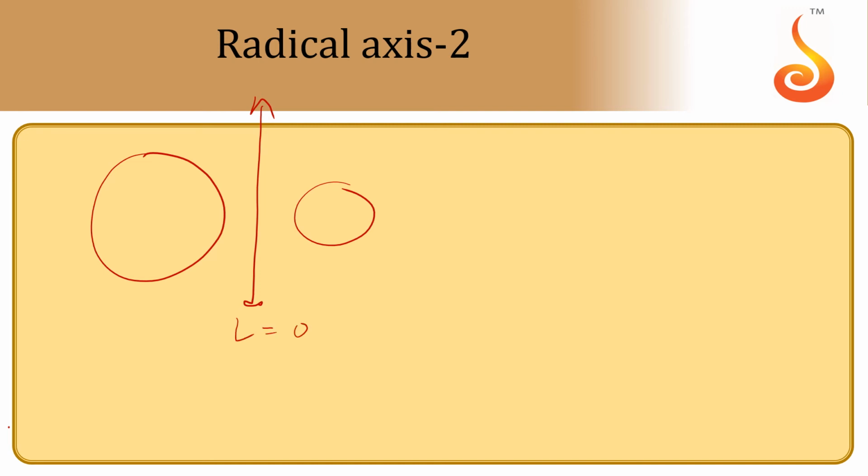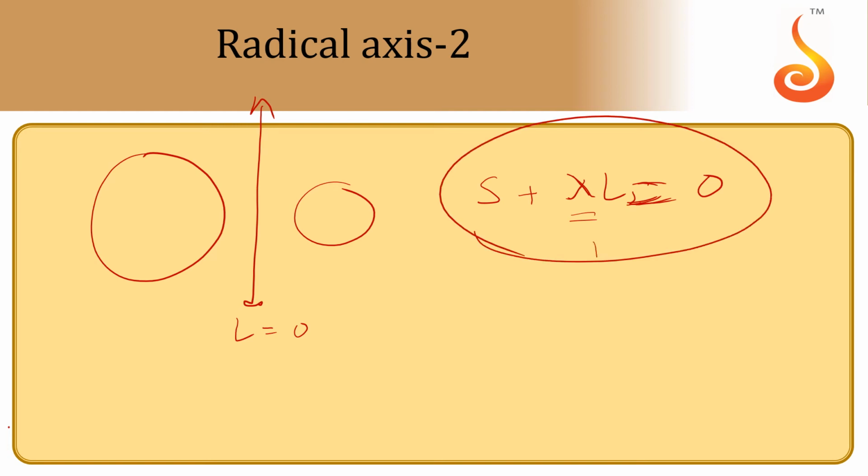So we got a very important thing, that in this case also if I do S plus lambda L equal to 0, for different values of lambda, I'll get different circles. What is the speciality of those circles? This S plus lambda L in this situation also will give you infinitely many circles. If you take any two circles from that and calculate the radical axis of those two circles, L equal to 0 will be the radical axis.